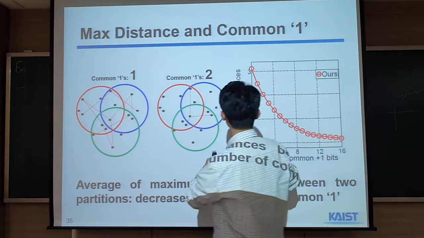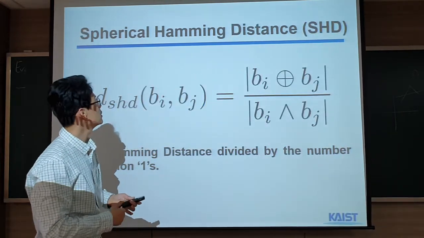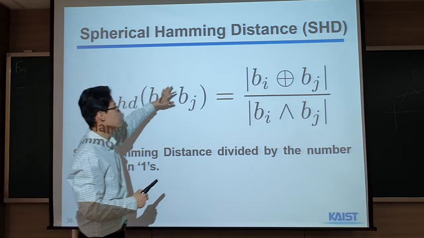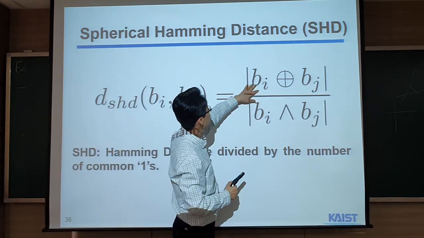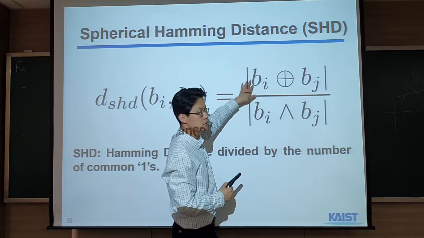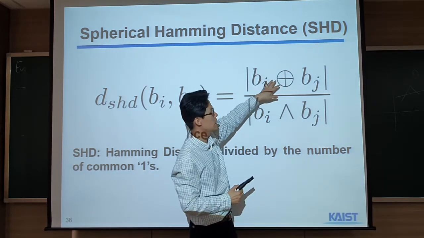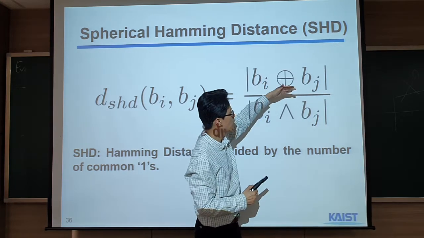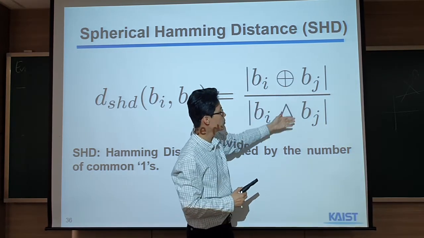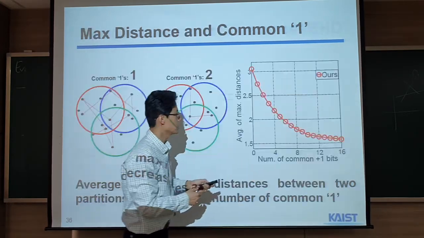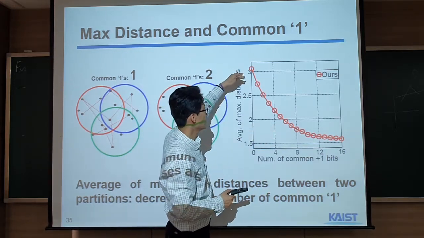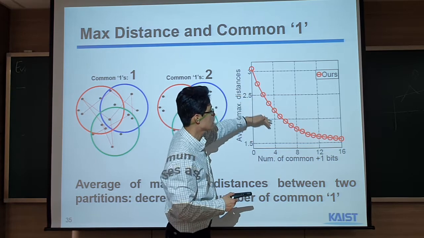Then we wanted to encode this property within this spherical Hamming distance. Spherical Hamming distance starts from the regular Hamming distance, basically the number of different bit values, but divided by the number of common 1 bit values. Since we had this, their distance dropped as a rational function.